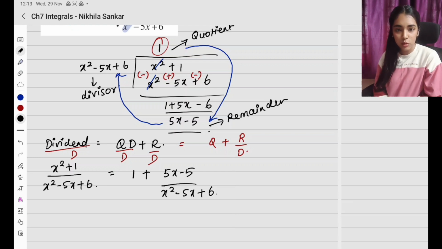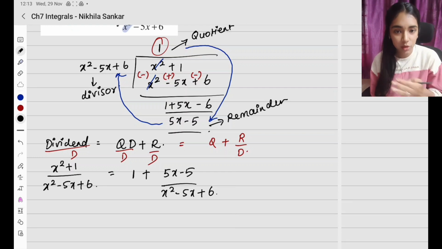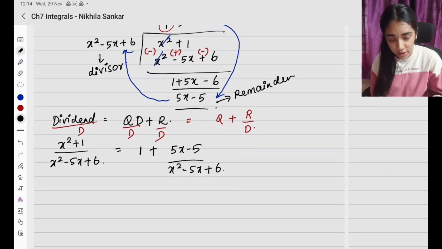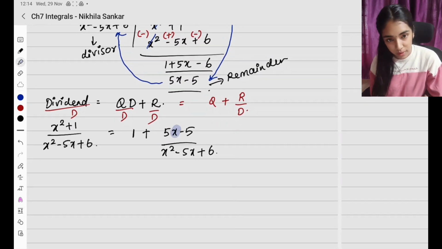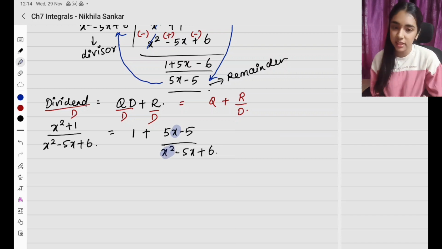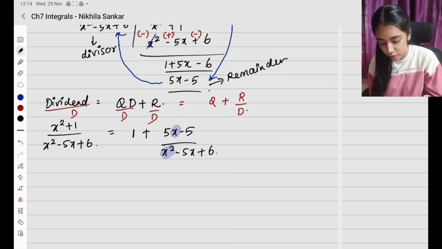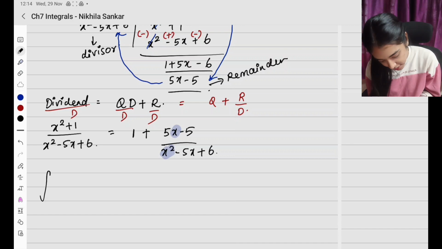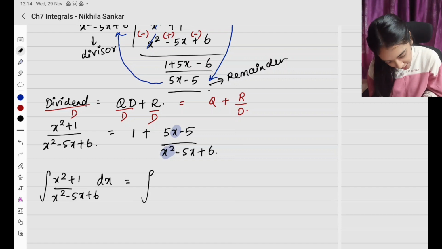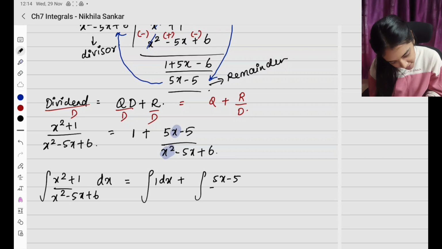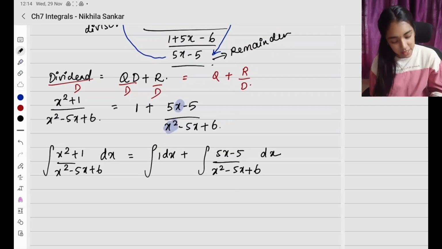So what have you done? கொடுத்திருக்கிற ஒரு quadratic, கொடுத்திருக்கிற ஒரு rational function, I am going to convert it in such a form such that the power of x in the numerator is less than the power of x in the denominator. Okay. Now this is what we are going to solve, the integral. So integral x square plus 1 divided by x square minus 5x plus 6 dx can be rewritten as integral 1 dx plus integral 5x minus 5 divided by x square minus 5x plus 6 times dx.